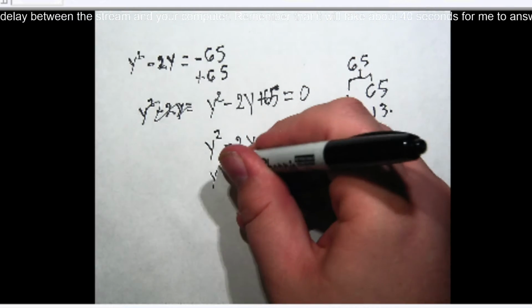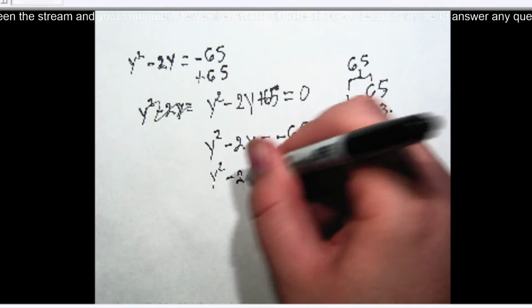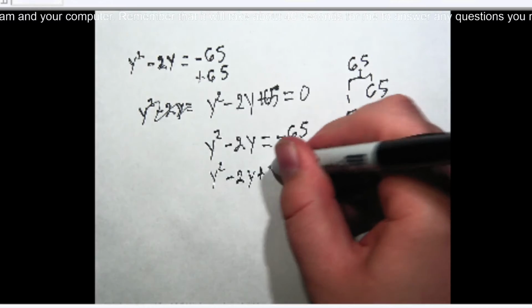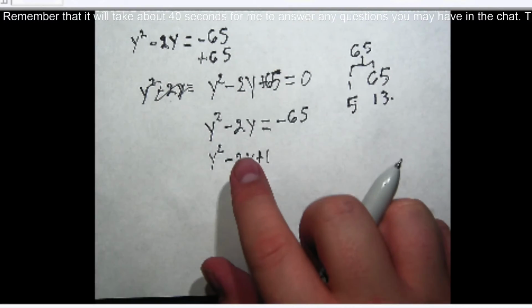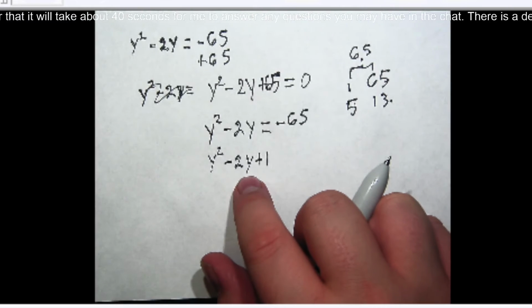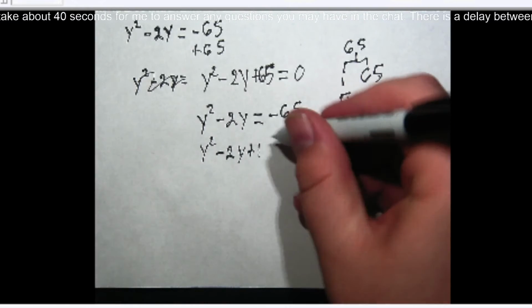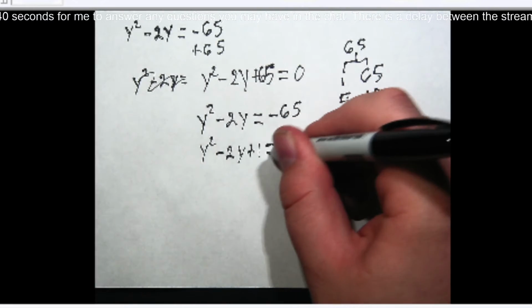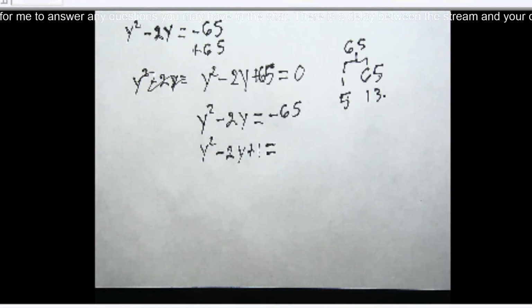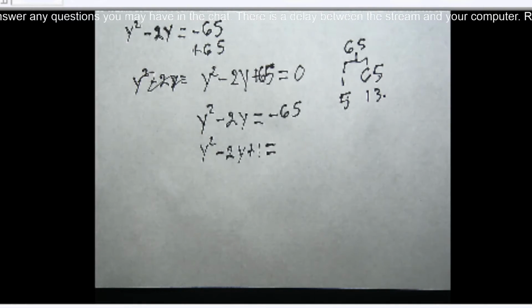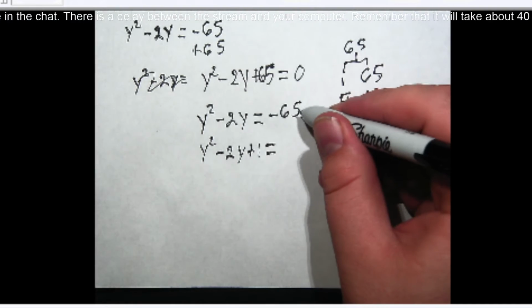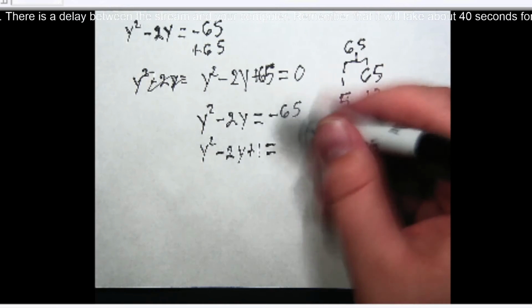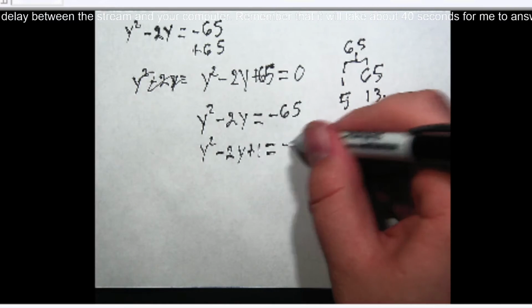So we'll do now y squared minus 2y plus 1. This is now a factorable quadratic. However, remember, equations show balance. If we add 1 to one side, it's going to throw the balance off to that side. So we've got to also add 1 to this side. So negative 65 plus 1 is negative 64.